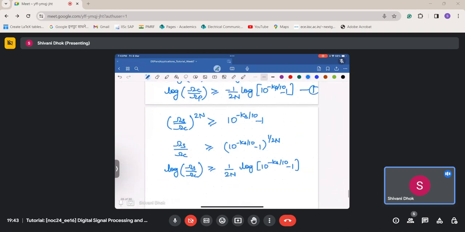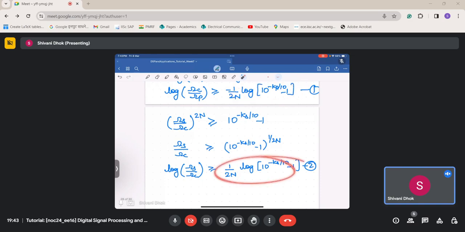Now we need to cancel out omega c from this equation and this equation. Here omega c is in the numerator, and here it is in the denominator.